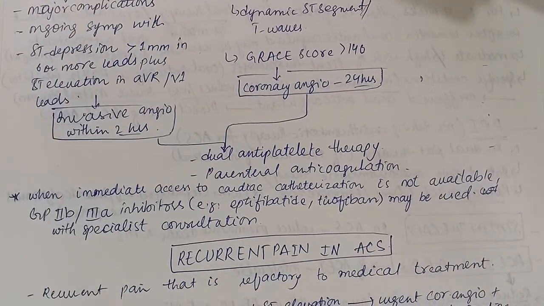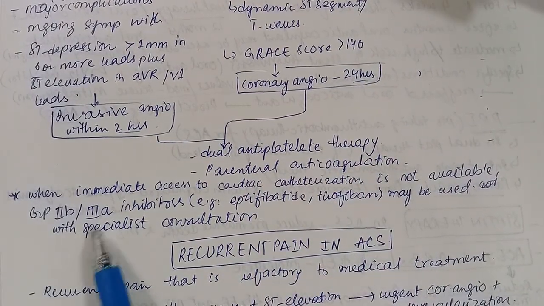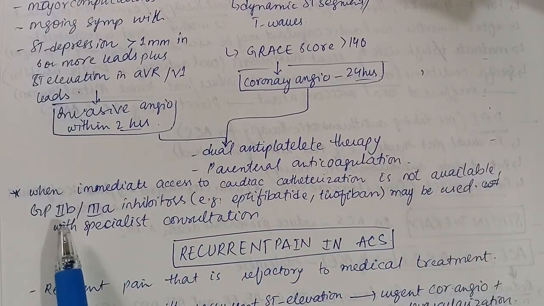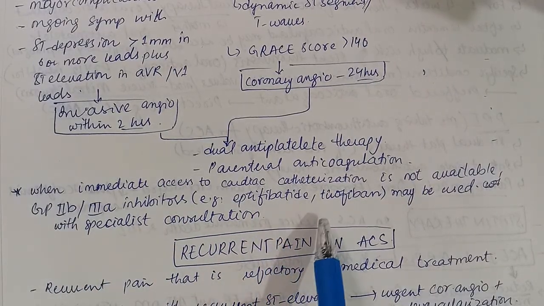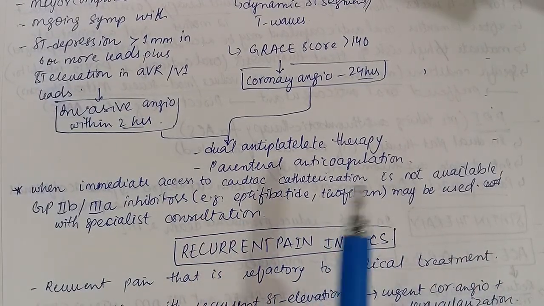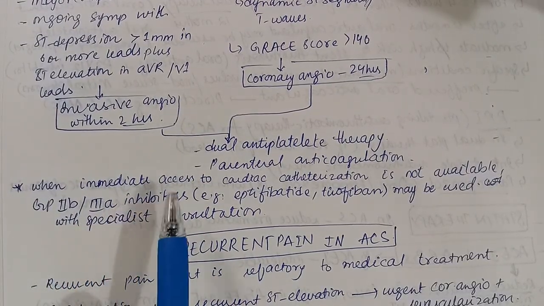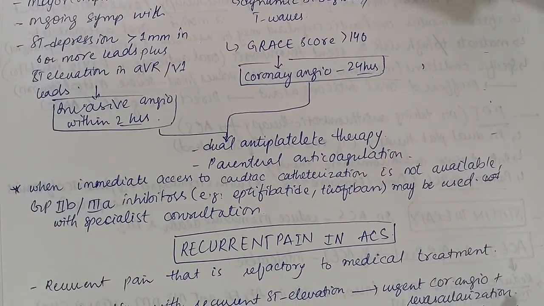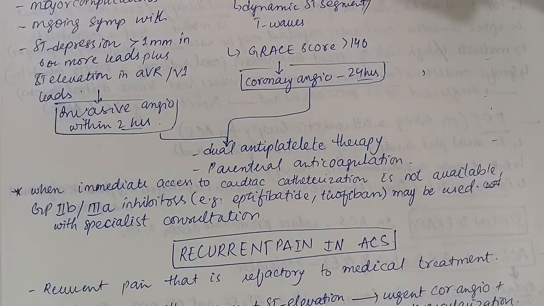So with the PCI, dual antiplatelet therapy is given, and parenteral anticoagulation is given. When immediate access to cardiac catheterization is not available, we can use GP2b/3a inhibitors. For example, eptifibatide and tirofiban may be used with a specialist consultation. So instead of thrombolytic therapy, we can use these drugs to manage the non-ST elevation MI. Whether it is non-ST elevation MI or unstable angina, this is the management.